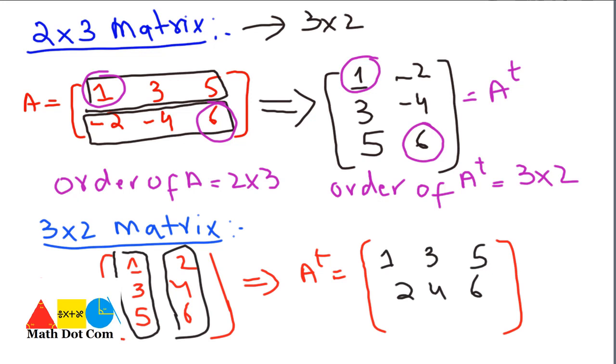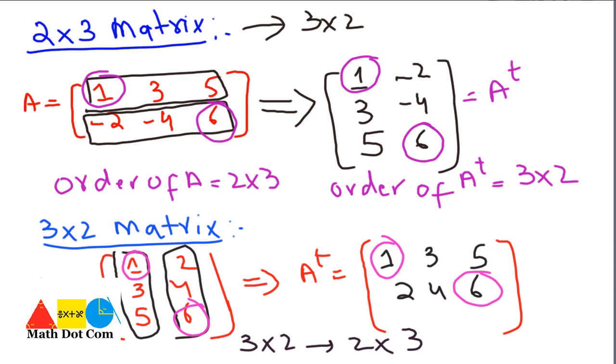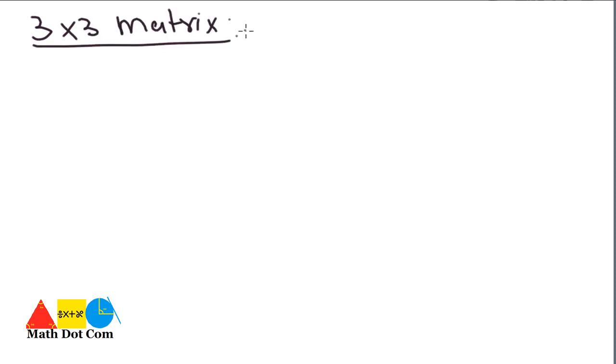So again we have seen that the first and the last elements have not changed their position. They are at the same position. And the order of the matrix converted into 2 into 3 from 3 into 2 after taking the transpose of the matrix. Okay, now the next example is of a 3 into 3 matrix, how you can find that. So for the 3 into 3 matrix, you are given the matrix.